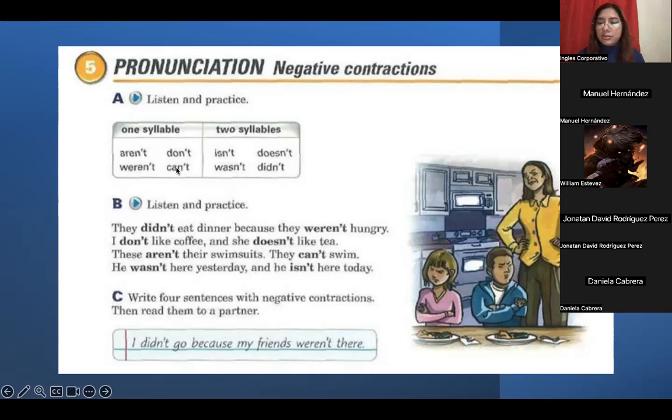Esta es la O. Don't. Don't. Weren't. Weren't. Weren't. Okay, awesome. Can't. Can't. Can't. Remember que hacer énfasis en el t at the end. Can't. Porque podemos confundirnos con el I can do this, o I can't do this. Now we're going to check the two-syllable words.